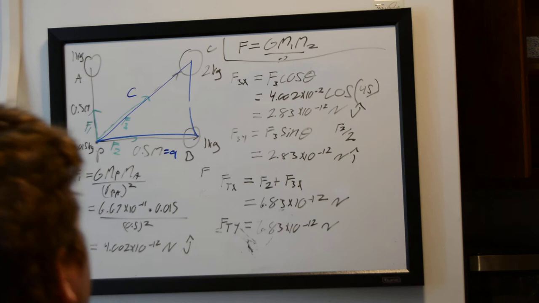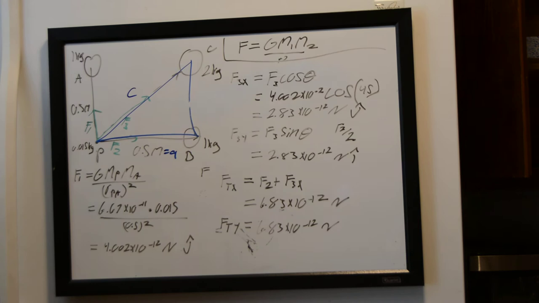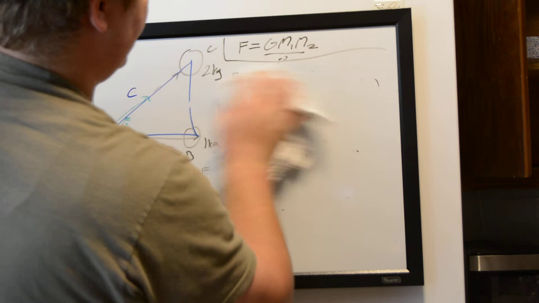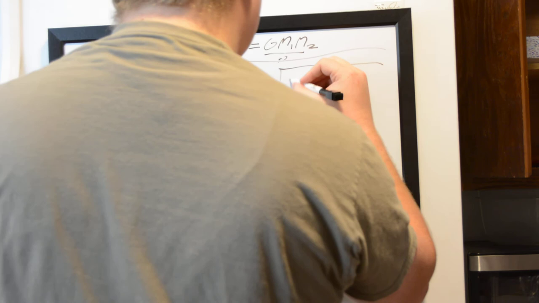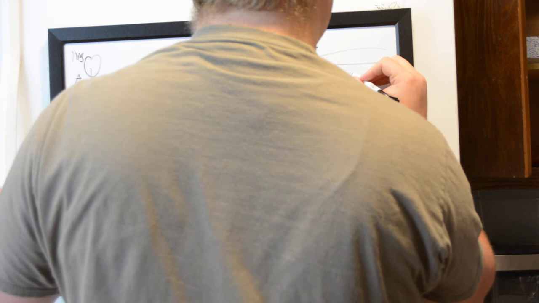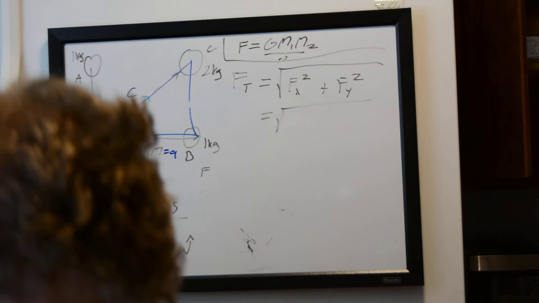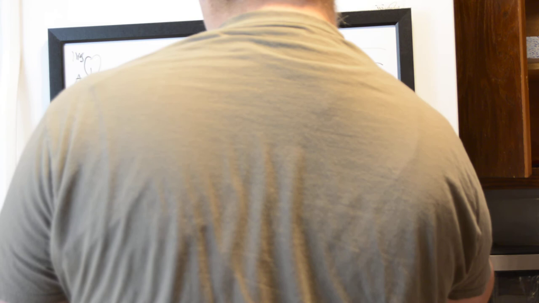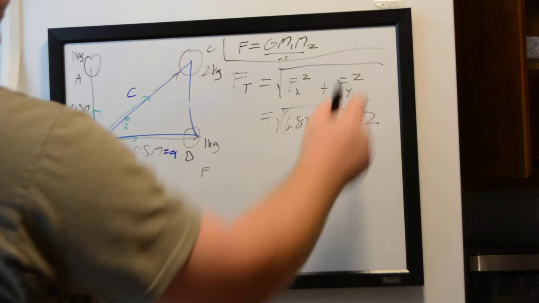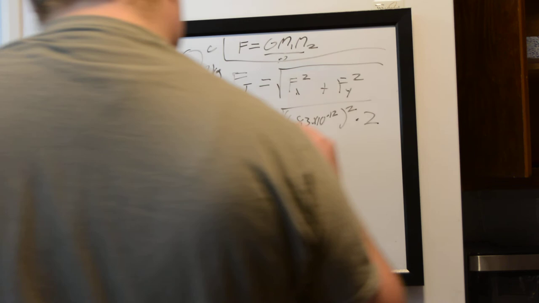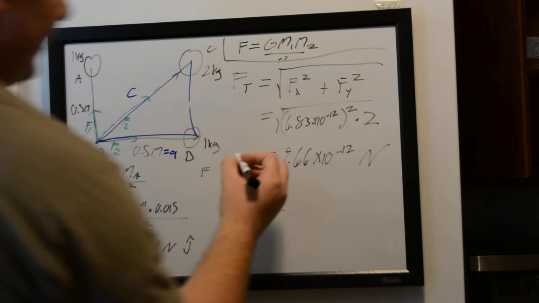So, now, we have that our total force is going to be equal to the square root of the forces in the x direction squared plus the forces in the y direction squared. So, we know that both of those are 6.83 times 10 to the negative 12 squared. And rather than writing that out again, we can just write a nice 2 here because you're just adding a second one. So, when we do that math, our total force comes out to be 9.66 times 10 to the negative 12 newtons. And that's the first part of the problem.